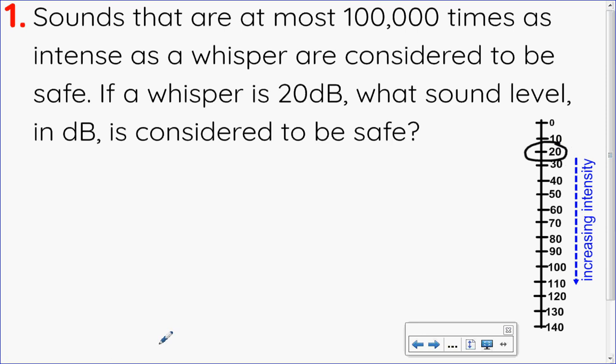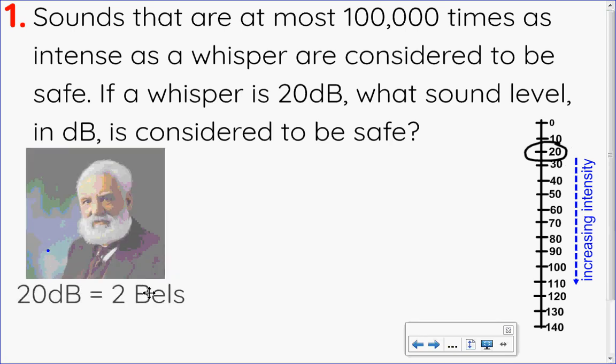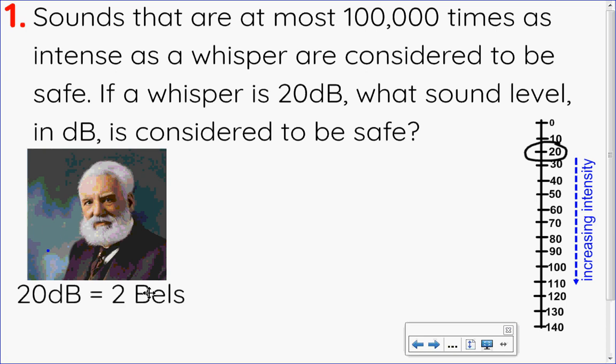Now, important to note that when we are talking about sounds, we need to remember that it was Alexander Graham Bell that invented the sound, not Alexander Graham decibels. So we need to remember for our log scale, we need to switch it into bells. Now, 20 decibels is the same as 2 bells. I know my sound is going to be somewhere above. So to figure out how much above it is, I'm going to say that 10 to my new sound minus 2 bells is going to be an intensity factor of 100,000.